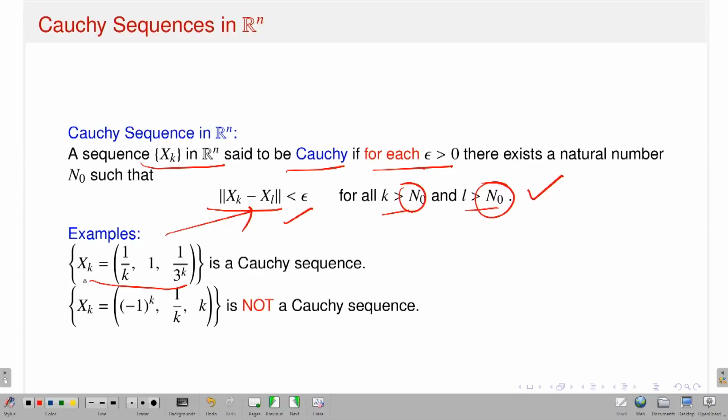Now look, this is my x_k in R^3. What are the component sequences? 1 by k, 1 by k squared, and 1 by 3 to the power k. All are convergent sequences, which means all are Cauchy sequences in R, and therefore the full sequence capital X_k in R^3 is a Cauchy sequence.